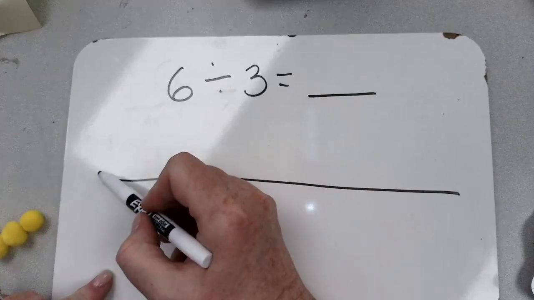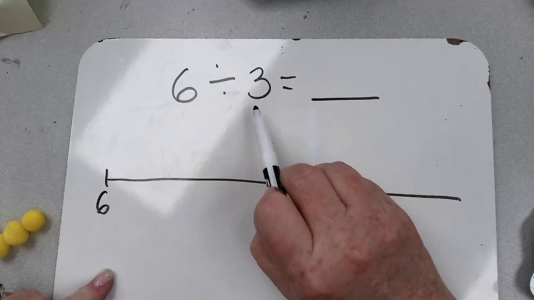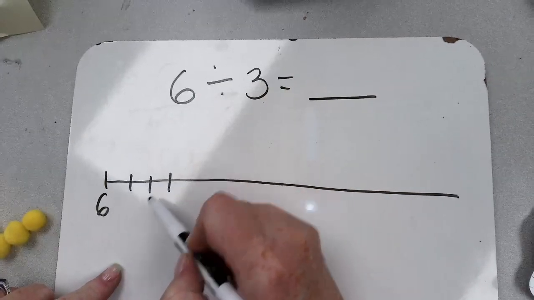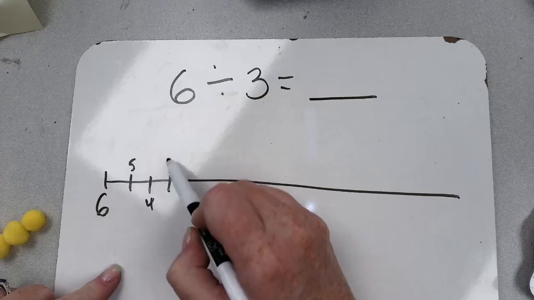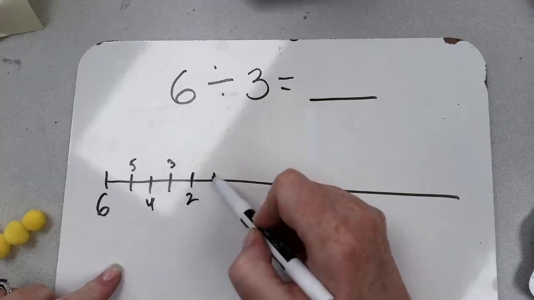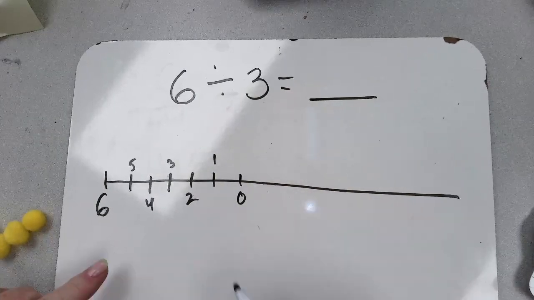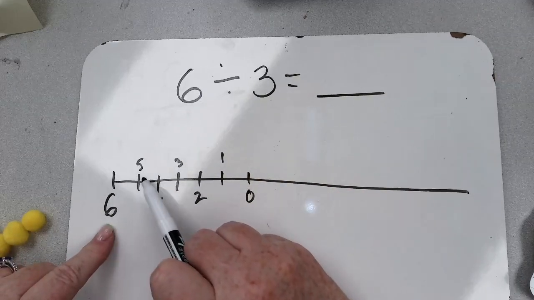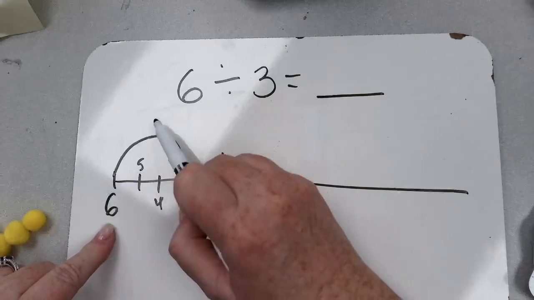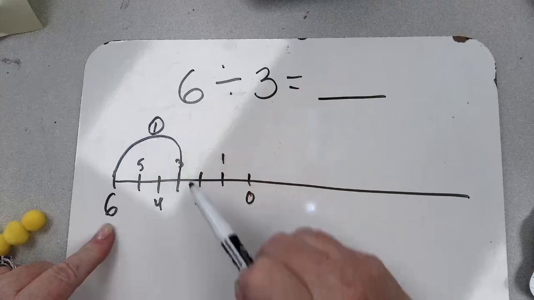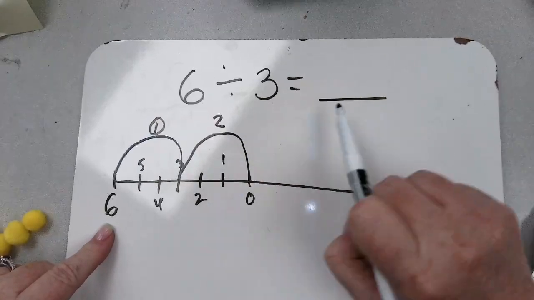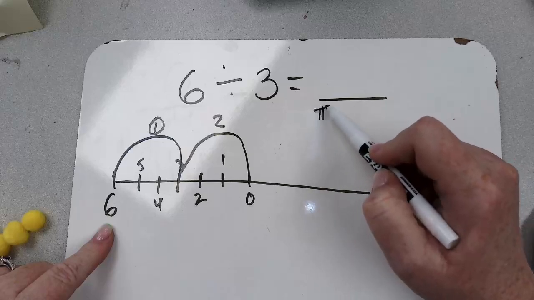So on a number line, I'm going to start with 6, and I'm going to go down by that many each time. So 6, 5, 4, 3, 2, 1, 0, and we count to 0. So I'm going to count by 3. So 1, 2, 3, that's my first jump. And then 1, 2, 3, and that's my second jump. And this answer is the number of jumps.